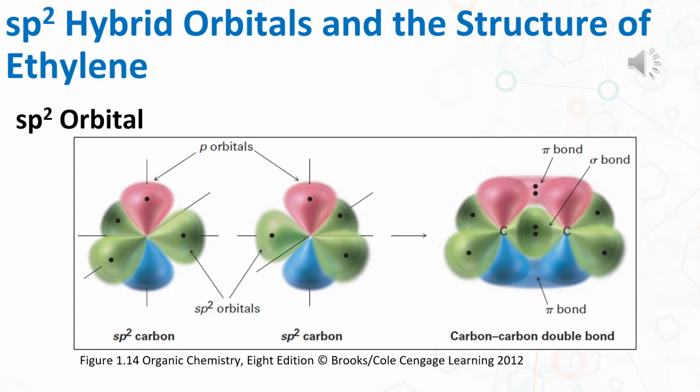And the remaining unhybridized p orbital will overlap sideways, creating the pi bond. Together, the sigma bond and the pi bond form the carbon-to-carbon double bond, making ethylene planar. And also, it will restrict the rotation around the bond.